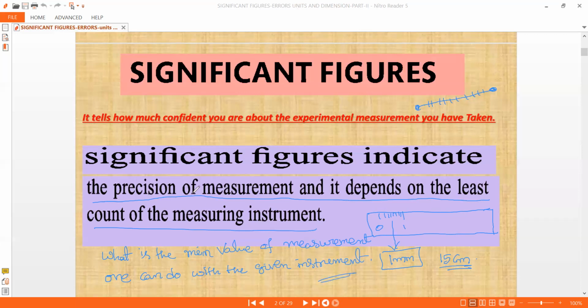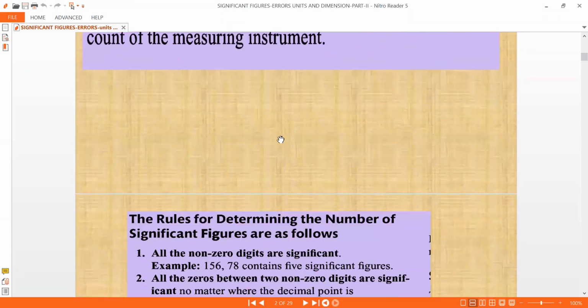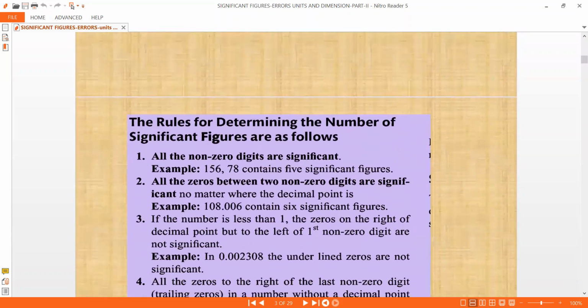So it tells about the precision of measurement and depends upon the least count of the measuring instrument. Precision refers to up to what decimal you are confident. This is the basic idea of significant figures. The precision and accuracy aspects we'll discuss later. Let us move on to the next part.